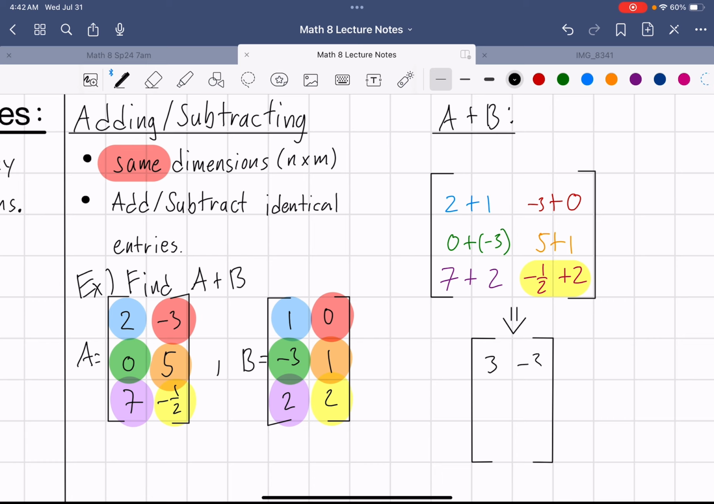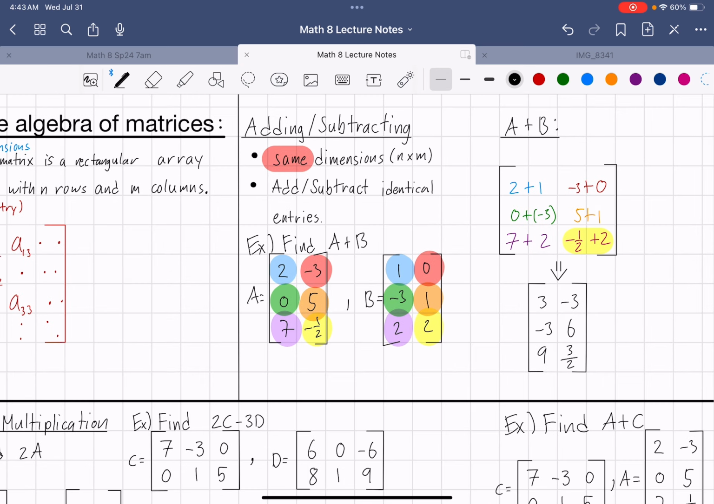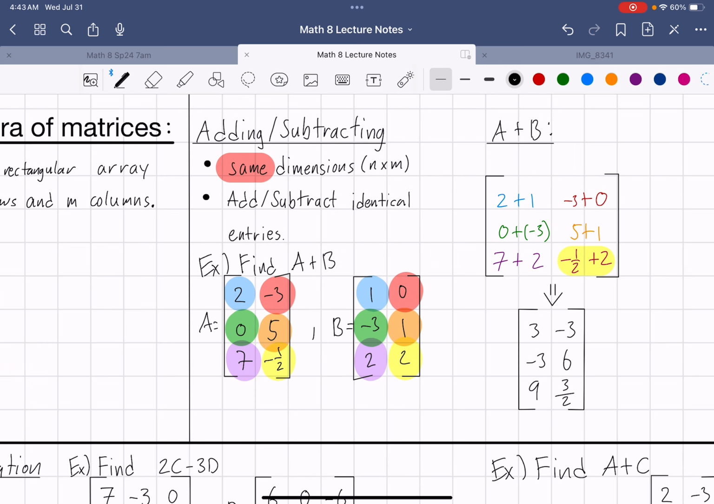-3 plus 0 is -3. 0 plus -3 is -3. 5 plus 1 is 6. 7 plus 2 is 9. And then -1/2 plus 2 is 3 halves, right? Or if you take a half away from 2, you're left with 1 1/2. And that's what 3 halves is. And it would work the same way with subtraction. You would just subtract the corresponding or identical entries.